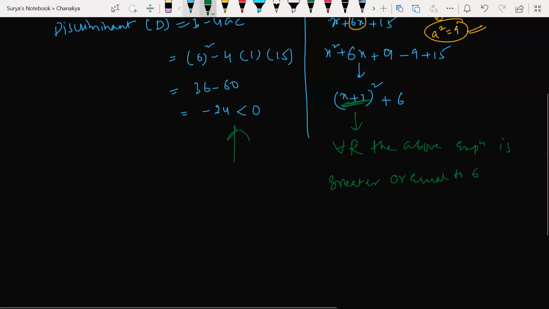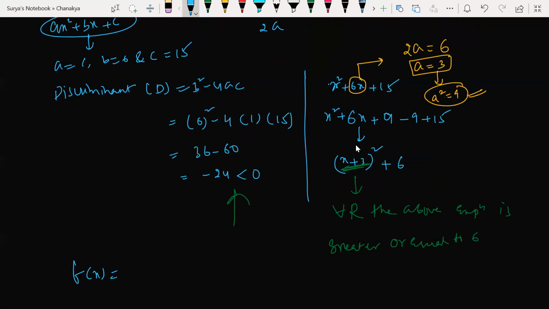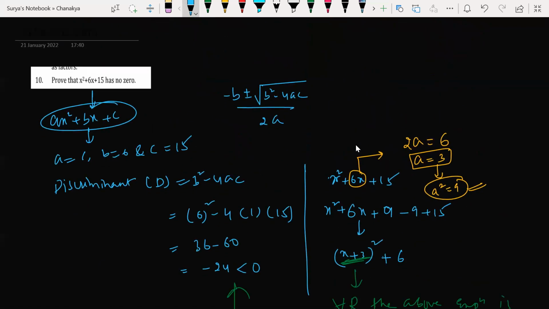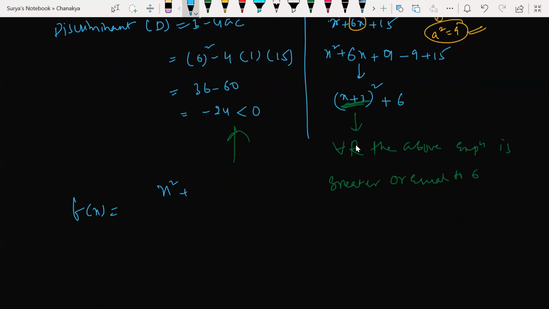See here, for every real number, look at what f of x is given here. You can prove it with x square. Here the discriminant is negative. By using that also you can say that there is no real root. I mean there is no zero. No zeros means no root. So f of x given is x square plus 6x plus 15.